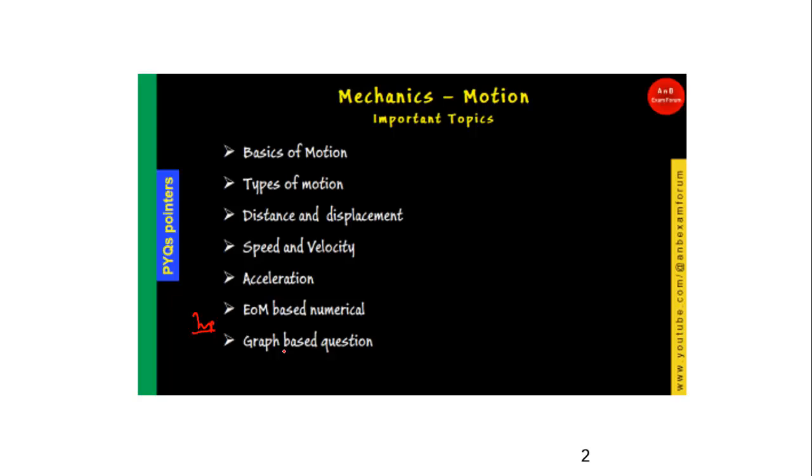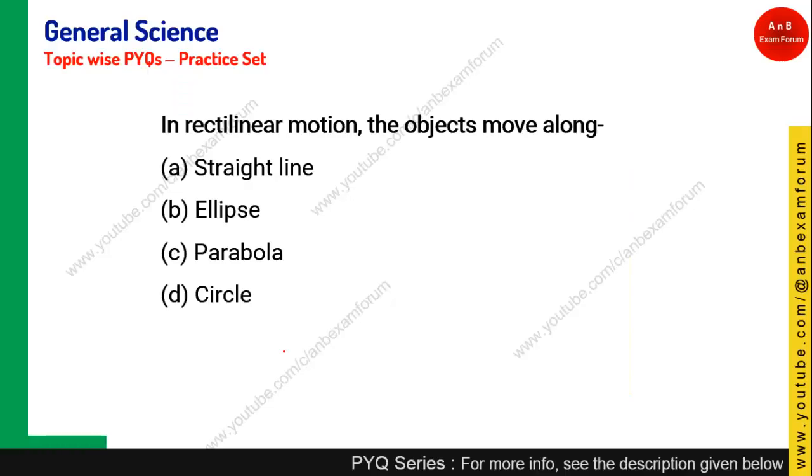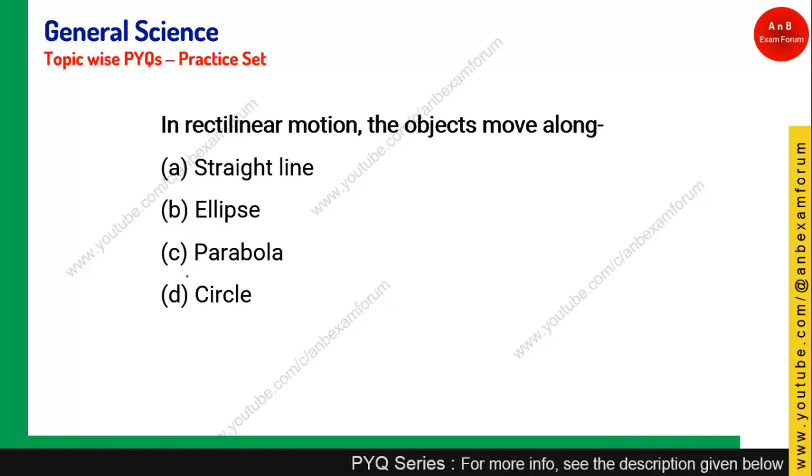Okay. So the first question: in rectilinear motion, the object moves along what? Straight line, ellipse, parabola or circle? Student, the word itself says linear. So whenever you see the word linear, it means it is related to a straight line. Okay, so option A, those who have given that, they are right. It is rectilinear motion if the object moves in a straight line.